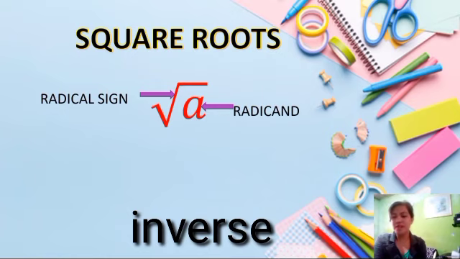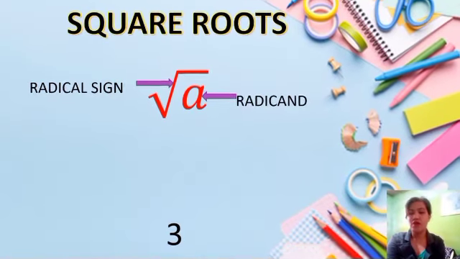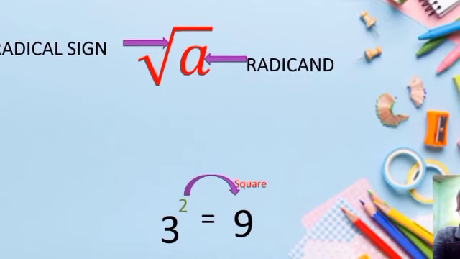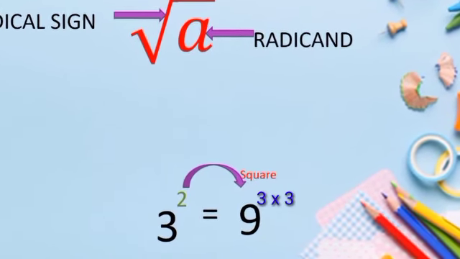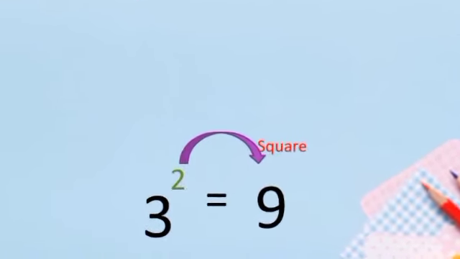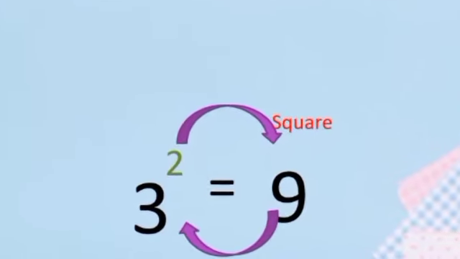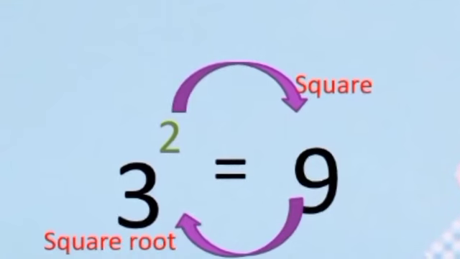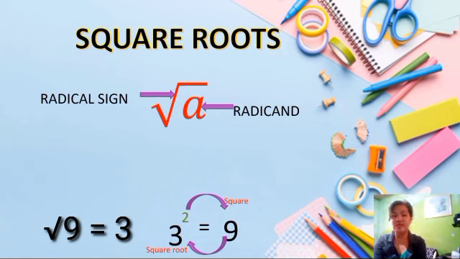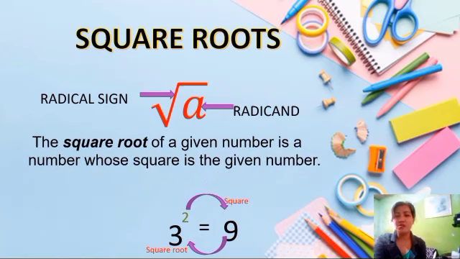Okay? So, for example, if we square 3, the resulting number is 9. So, this means 3 times 3 is 9. If we take the reverse, or the inverse rather, we are going to take its root. Thus, the resulting number is 3. So, if we get the square root of 9, the result is 3. The square root of a given number is a number whose square is the given number.